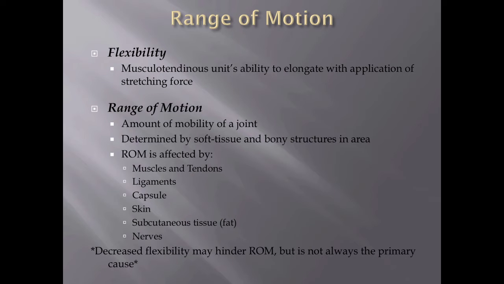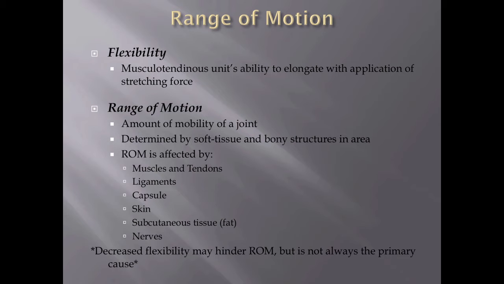Flexibility is a musculotendinous unit's ability to elongate with the application of a stretching force, whereas range of motion is the amount of mobility of a joint. It is determined by soft tissue and bony structures in the area. So somebody with a large calf muscle and a large hamstring muscle is going to have limited knee flexion, compared to somebody that may have very skinny calves and thighs may have a great deal of range of motion at their knee for knee flexion.